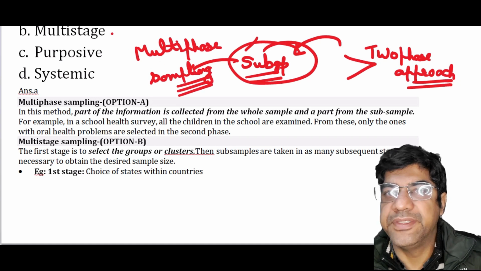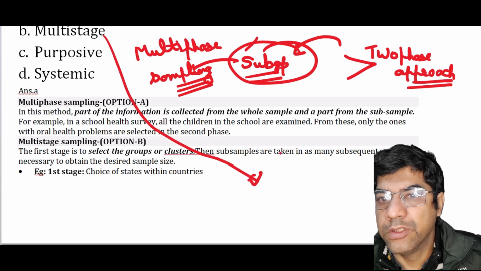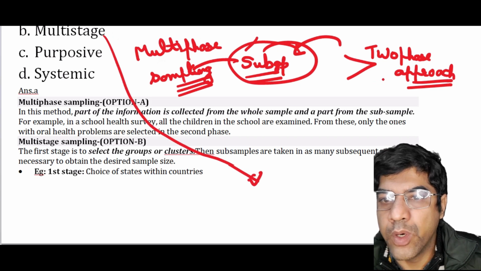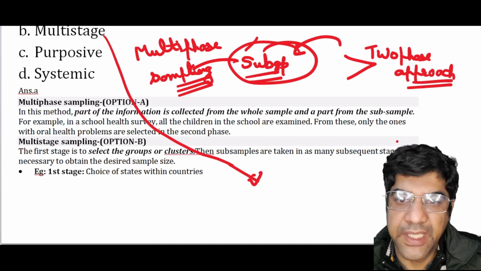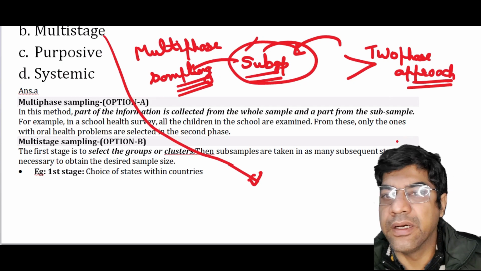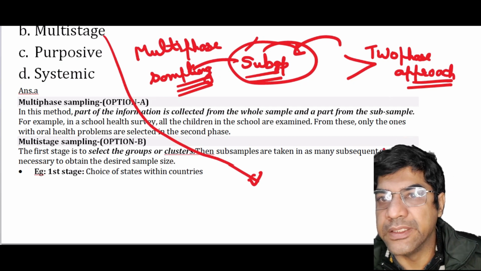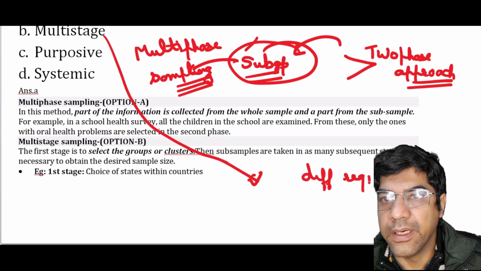What is a multi-stage sampling? So now consider you want to conduct a nationwide study on the health habits. So in the first stage, you decide to select a few states from different regions of the country.